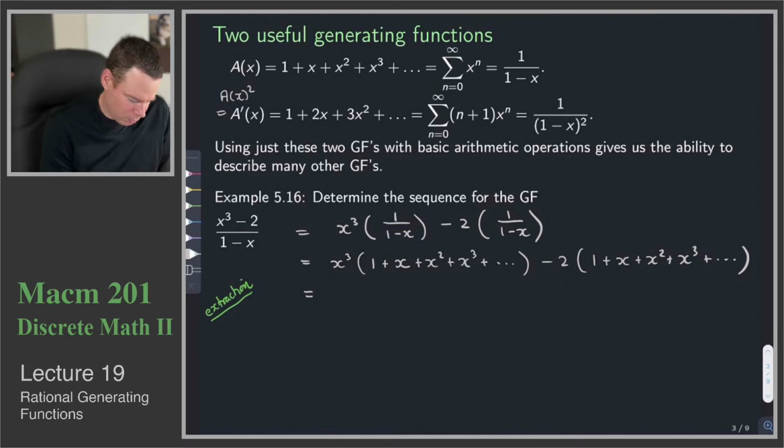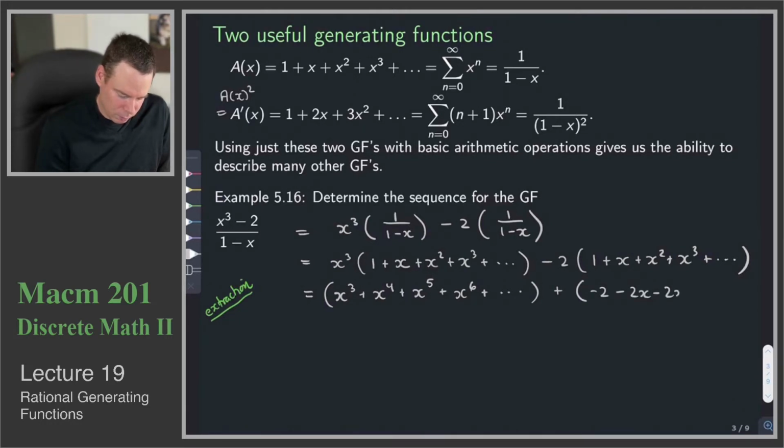So here we're going to multiply through x cubed into each of the terms. So I get an x cubed plus x to the fourth plus x to the fifth plus x to the sixth plus dot dot dot. And in the second series, I multiply through by the negative 2. So I get a negative 2 minus 2x minus 2x squared minus 2x cubed, and so on. And now I can add them up term by term.